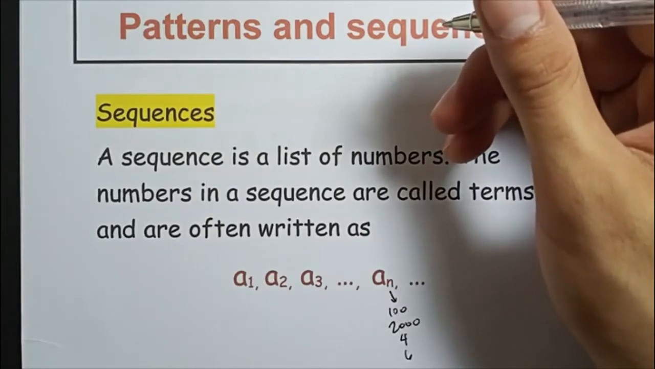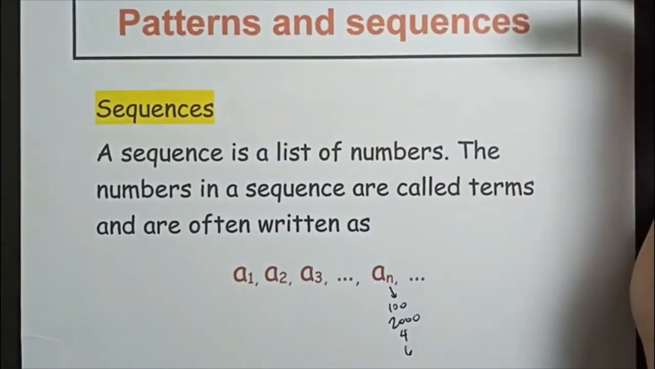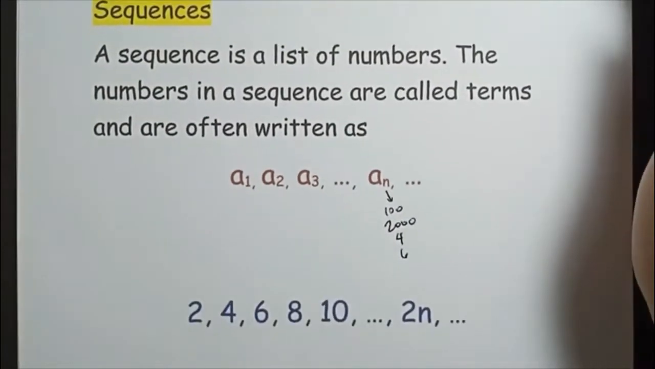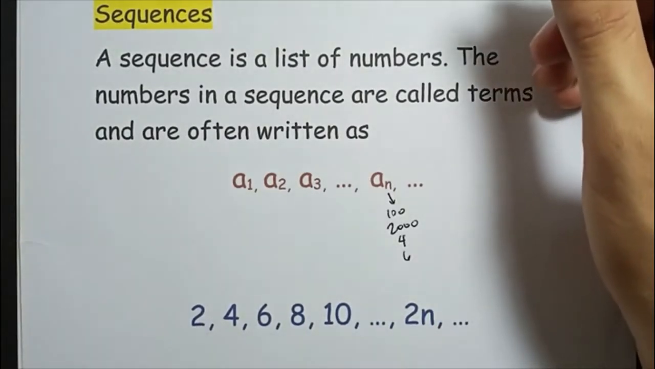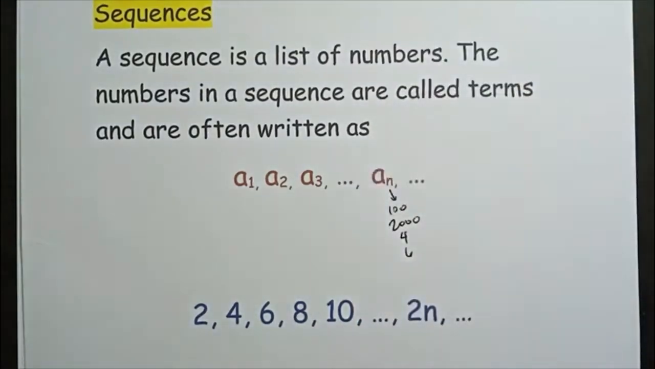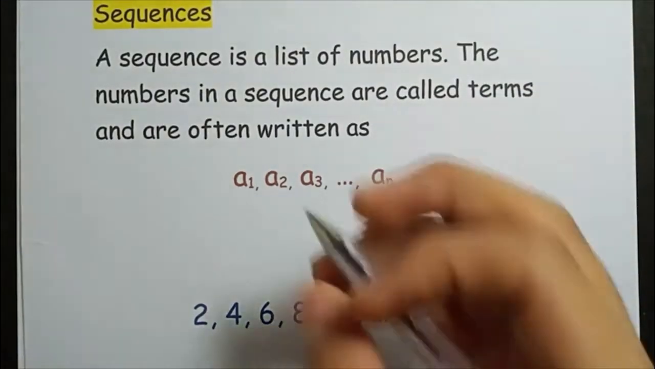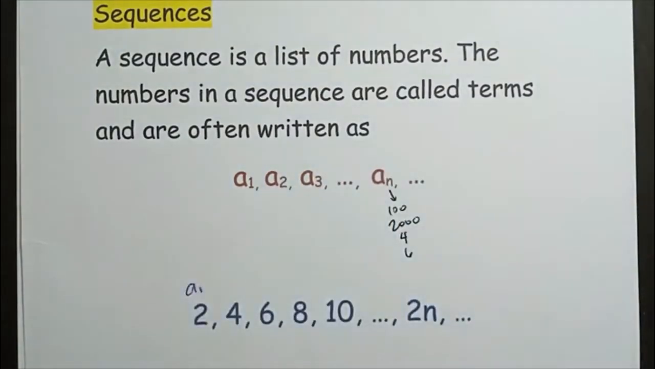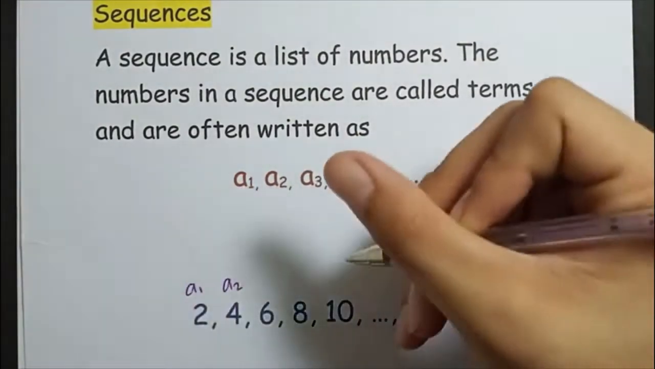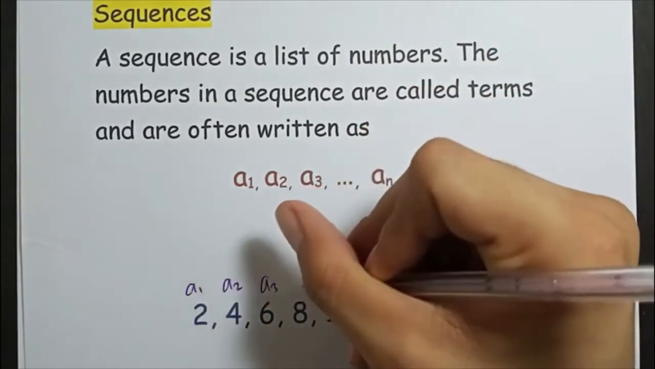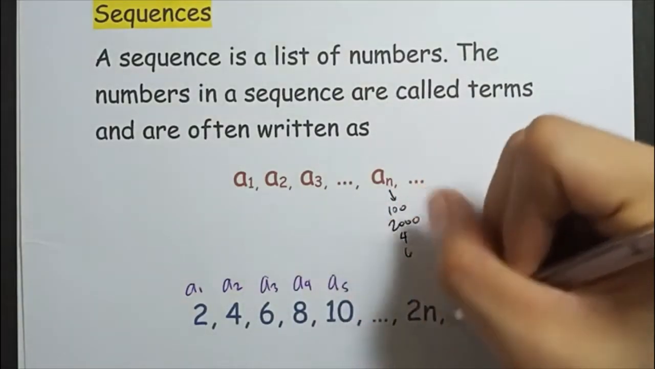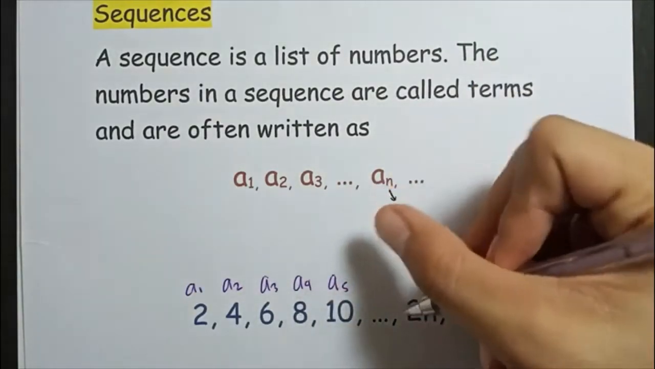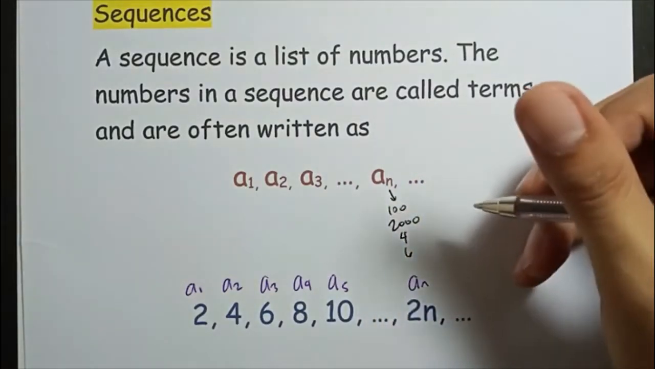So, example tayo. Let's use this sequence 2, 4, 6, 8, 10, then up to 2n. So, itong term na to, ang a sub 1 natin dito ay syempre yung 2, yung first term. Ito yung a sub 1 natin, si 2. A sub 2 natin is si 4, a sub 3, si 6, a sub 4, si 8, and a sub 5, si 10. Then ito yung 2n natin. Ano tong 2n na to? Ito yung general term natin or yung a sub n natin.